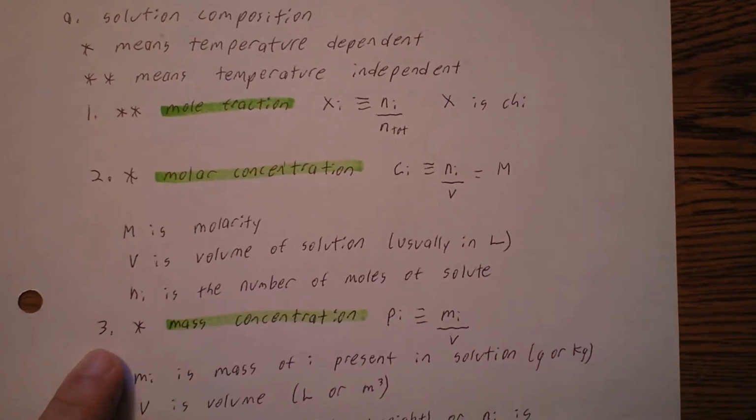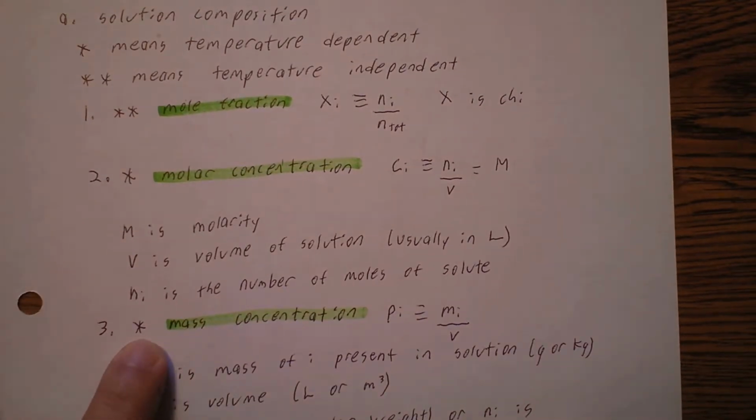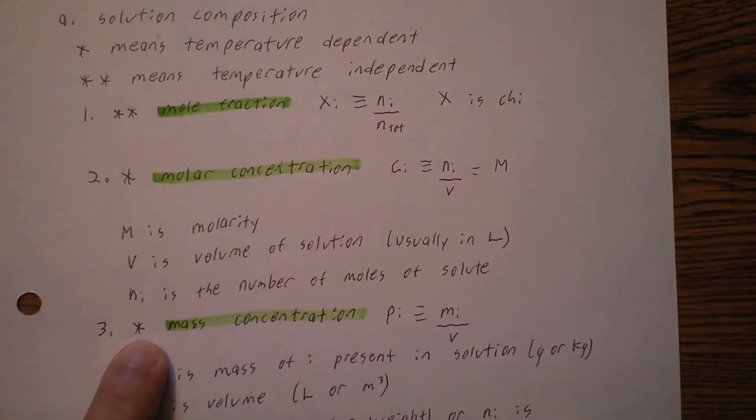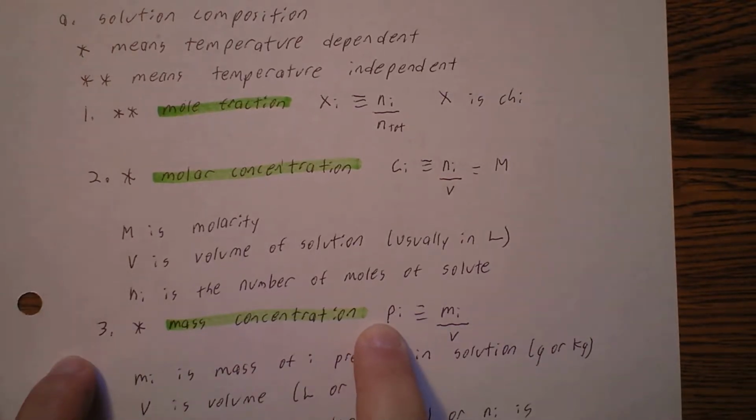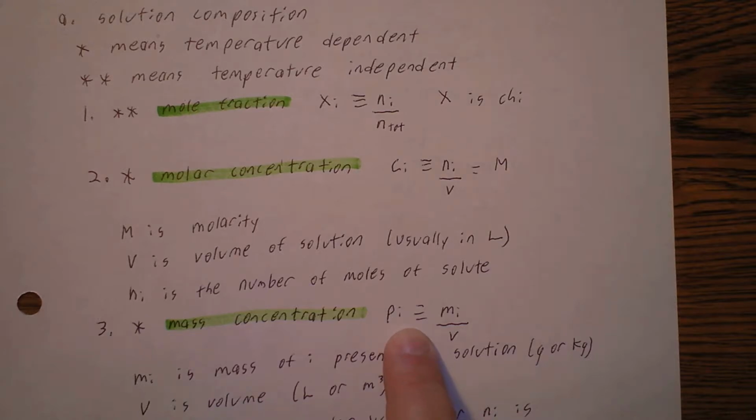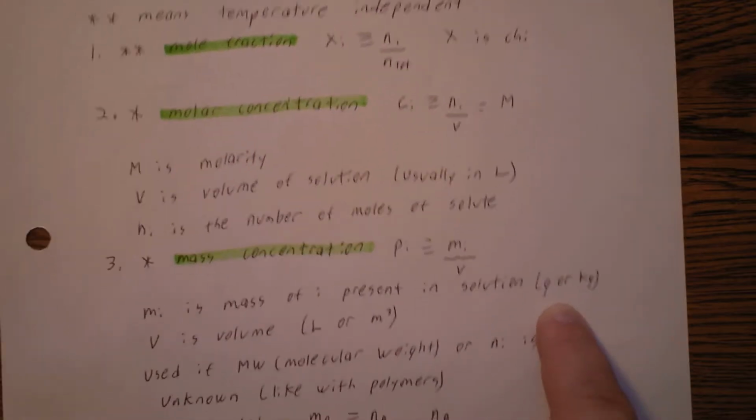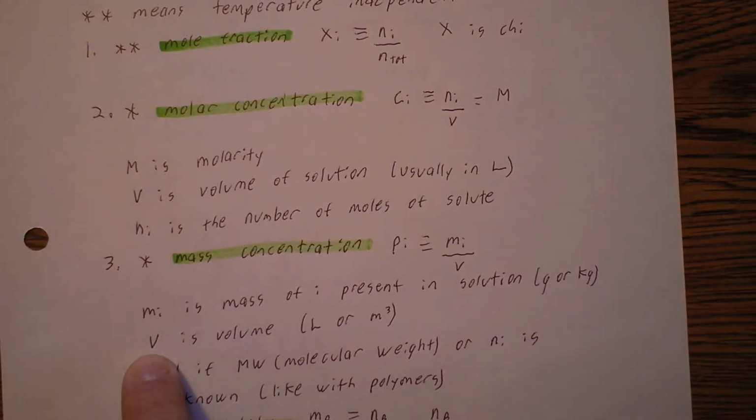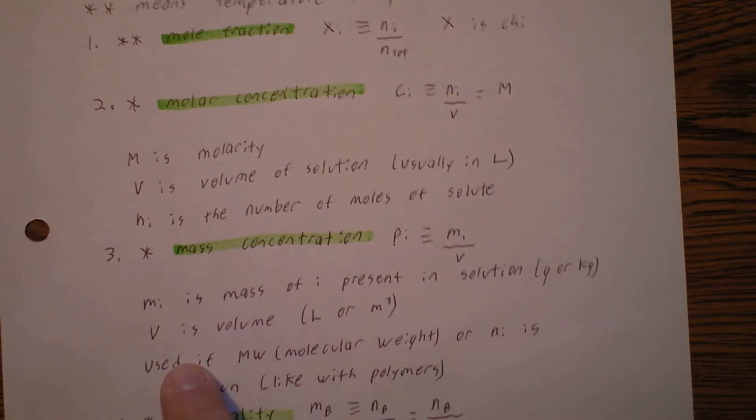There's also mass concentration, one asterisk, so this is also temperature dependent. This is rho subscript i, defined as the mass of substance i divided by the volume. Again, volume will change with temperature, therefore this is temperature dependent. M subscript i is the mass of substance i present in the solution, measured in grams or kilograms. And V is the volume, measured in liters or meters cubed or whatever.